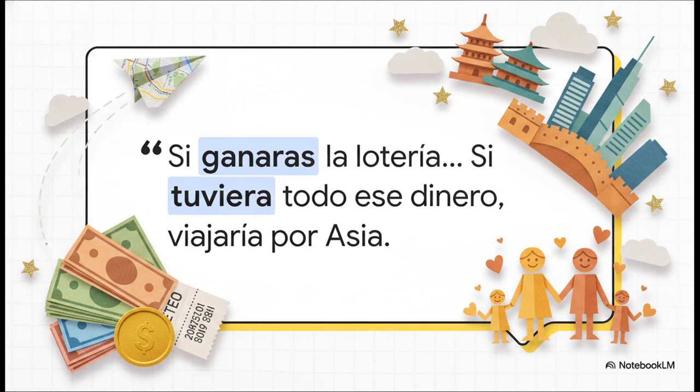Si ganaras la lotería, ¿qué harías primero? Si tuviera todo ese dinero, viajaría por Asia y ayudaría a mi familia. See the difference? By using the imperfect subjunctive and the conditional, we instantly signal to each other that this is just a hypothetical daydream. No one's actually winning the lottery today.